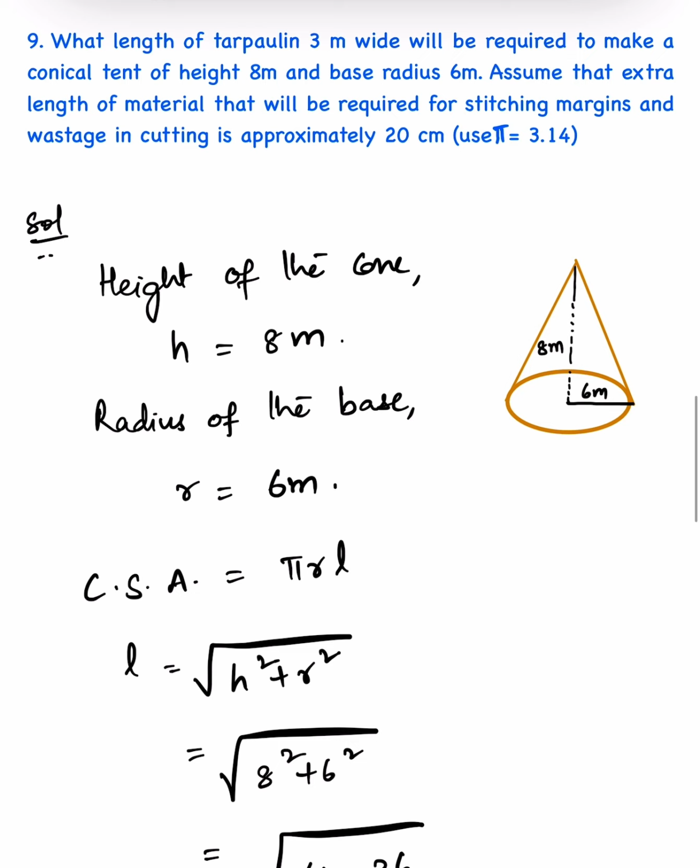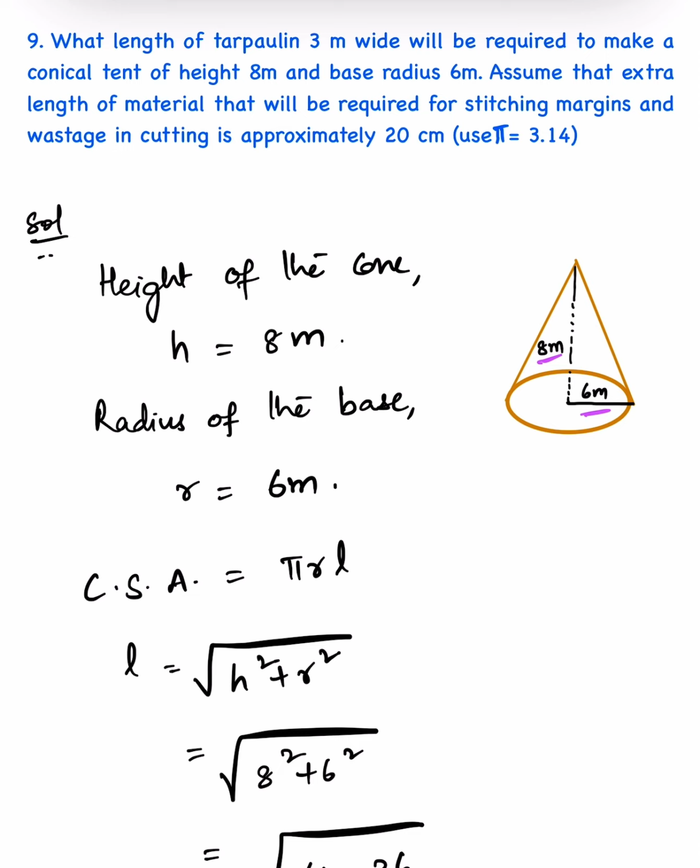9th problem. What length of tarpaulin 3 meter wide will be required to make a conical tent of height 8 meters? Height is 8 meters and base radius is 6 meters. So assume that extra length of material that will be required for stitching margins and wastage in cutting is approximately 20 cm. Use pi equal to 3.14. Here, after finding the length of the tarpaulin, we have to add the waste so that we get the total length.